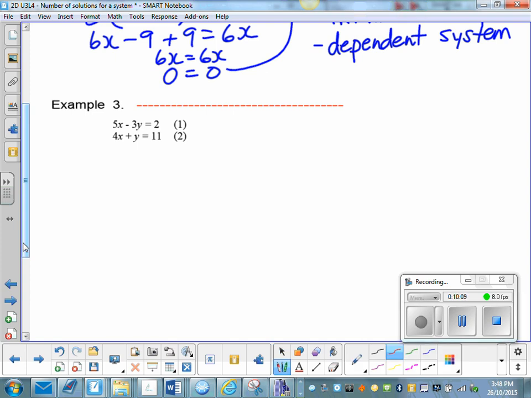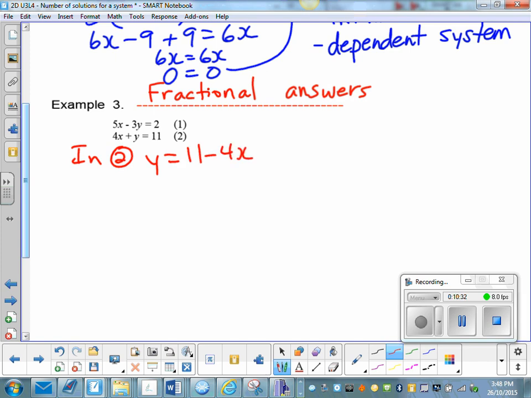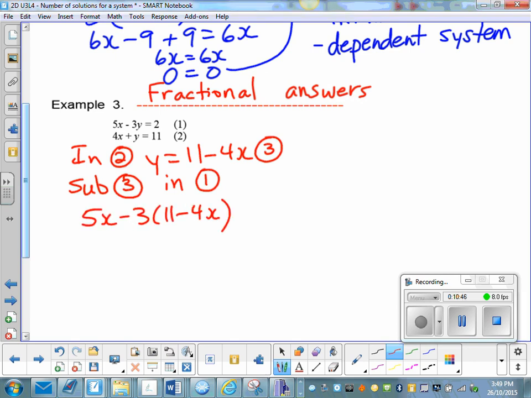All right, one more example here. Sometimes we're going to run into situations, and I've given you a couple of these, I think, in yesterday's homework that we did on substitution. Sometimes we're going to get fractional answers. So it's important that we can handle that, okay, because we'll run into that. So for this one, in equation 2, y is going to equal 11 minus 4x. Call that 3. Now I'm going to sub 3 in 1. So in equation 1, I'll plug in 11 minus 4x where the y is.